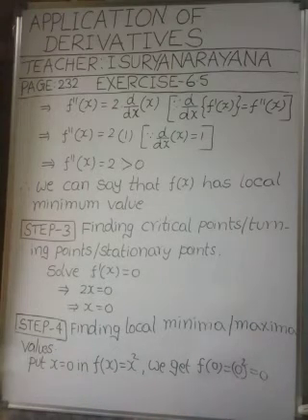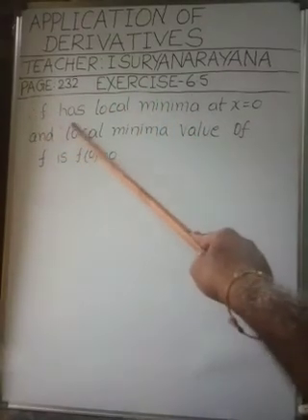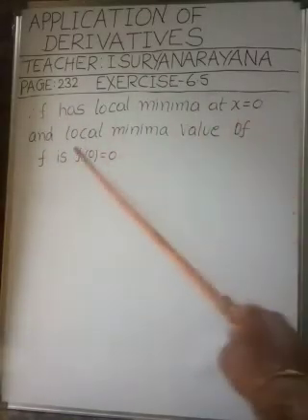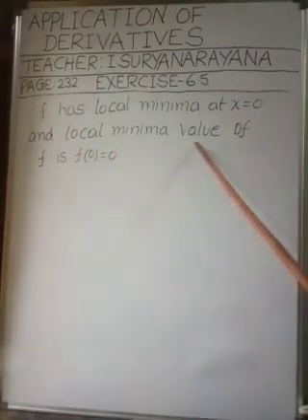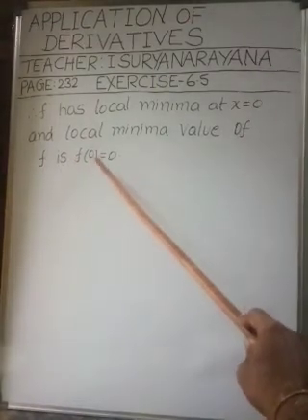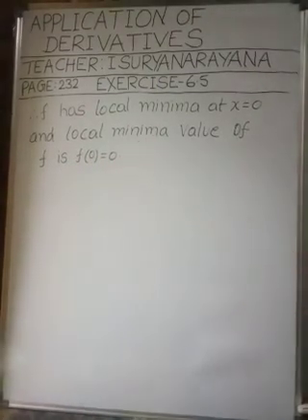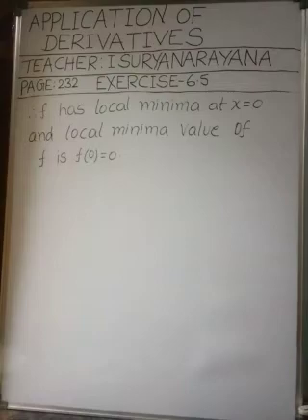Understood these steps, my children? Remember these steps, my children. These are very important for the next upcoming questions, because we are using the second derivative test only. Okay, my children? Right. Therefore, f has local minima at x is equal to 0, and the local minima value of f is f of 0, that is equal to 0. Understood, my dear children? Right.